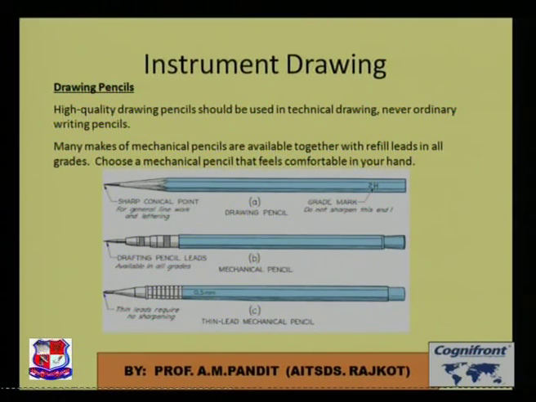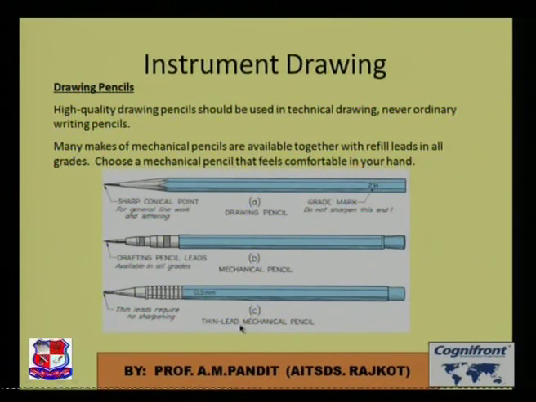Now drawing pencils. Now what is the use of those drawing pencils? This shows the basic structure of the pencil and what the pencil edges are like. The first one is a sharp conical point. It can be used for general line work and lettering. Then drafting pencil lead, the pencil with the leads. Those pencils are called mechanical pencils. We can push it from the back and the lead will come out from the front. Those are called the mechanical lead.